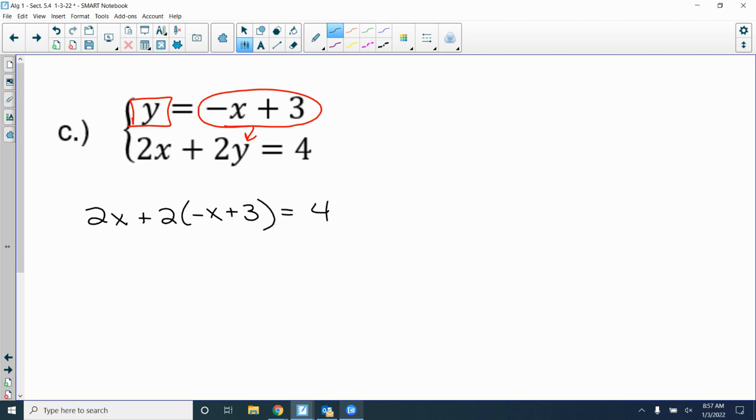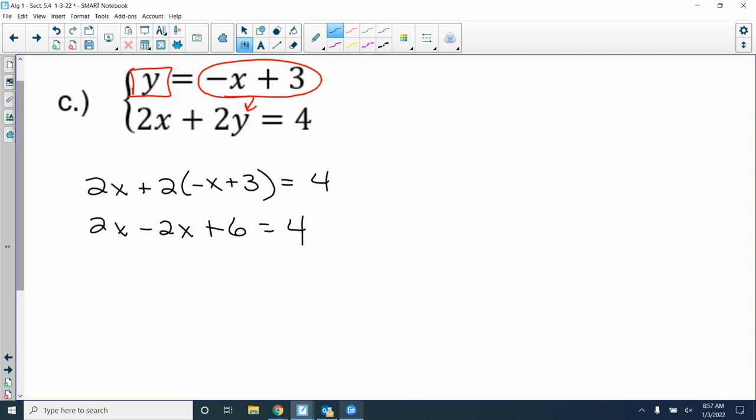Now, when you have that 2 in front of that parenthesis, you got to distribute it. The first 2x stays the same. 2 times -x can be just written as -2x. 2 times 3 is +6 equals 4. Now we just do everything we've done before. We don't change anything. We just simplify, combine like terms. All right, but what happens? What does that leave us? And don't move that 6 yet. I would keep that right there. What's 2x minus 2x give me? 0. What am I left with?